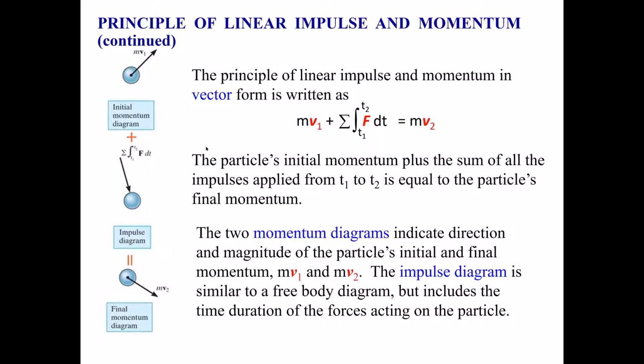So the principle of linear impulse and momentum in vector form can be written like this. And really it's just taking this term from the right-hand side and putting it on the left-hand side, okay? What does it mean? The particle's initial momentum, that's this, plus the sum of all the impulses applied. So this is the summation of all these. So it could be more than one force, of course, from t1 to t2, is equal to the particle's final momentum, okay?